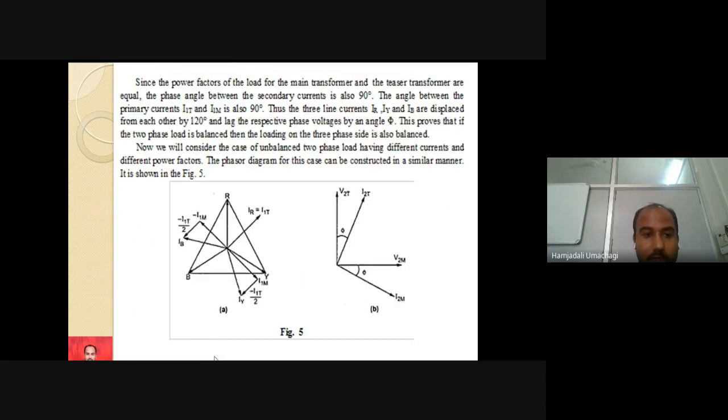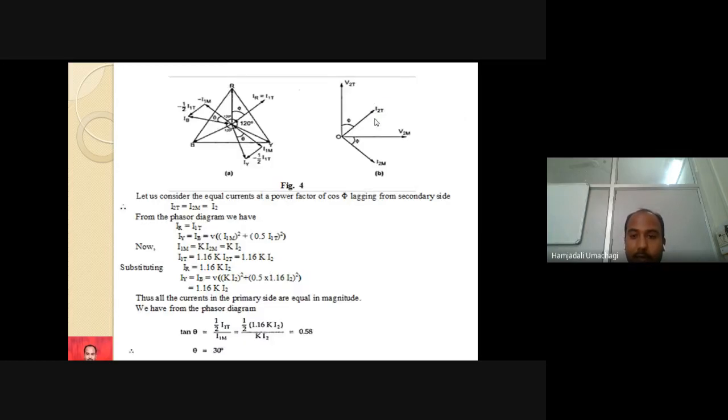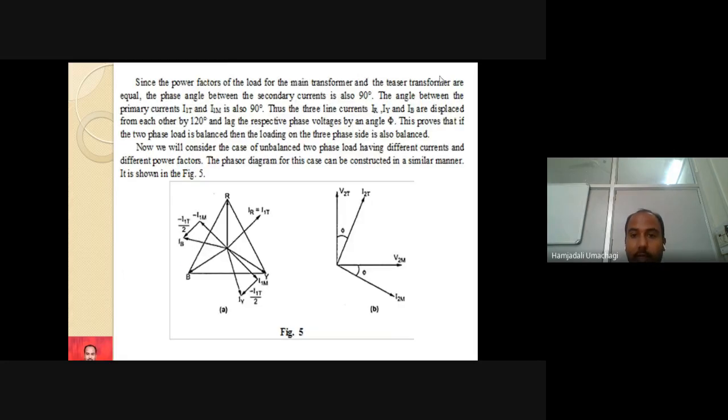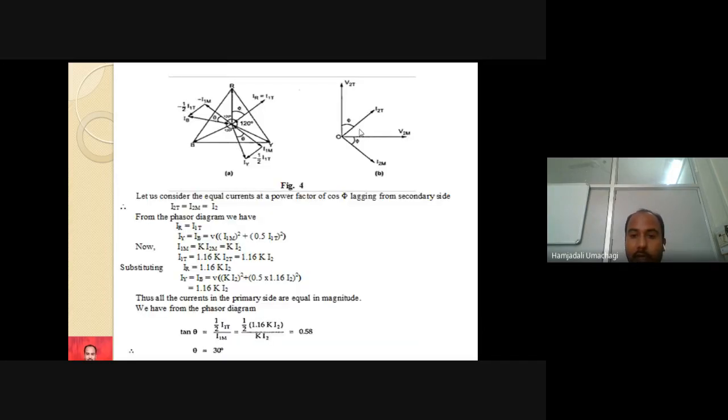Then what is the conclusion? Let us see here. Since the power factors of the loads for the main transformer and the teaser transformer are equal, the power factors of the loads connected to the secondary side of the main transformer and teaser transformer are equal, and the phase angle between the secondary currents I2T and I2M is also exactly 90 degrees. The angle between the primary currents I1T and I1M is also once again 90 degrees. So the angle between I1T and I2, what is that?